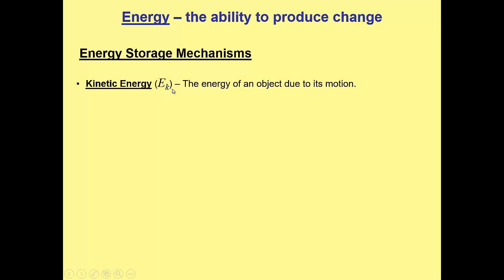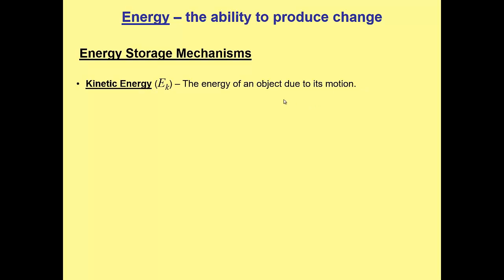So E sub k. Now, you might see this in an AP class or something like that as a capital K or even a KE, all right? But we're going to use this kind of thing. And this symbol is becoming more in use, capital E with a subscript of a little k. Right? And eventually we'll have math models for these. We'll be able to calculate how much change is being produced. But for now, I just want to talk about them as storage mechanisms.